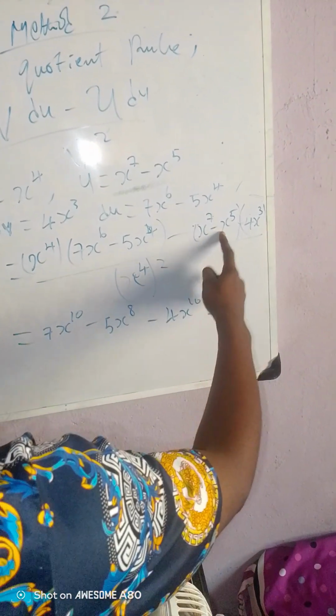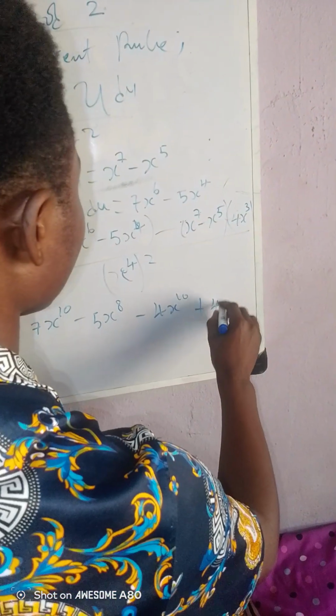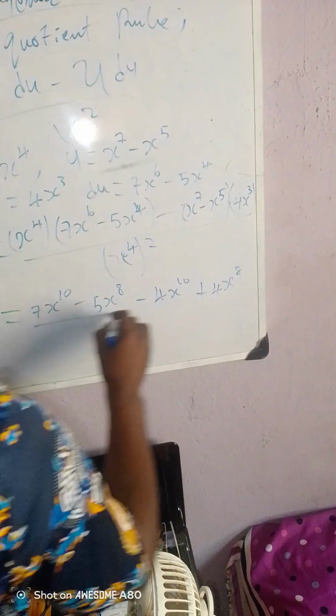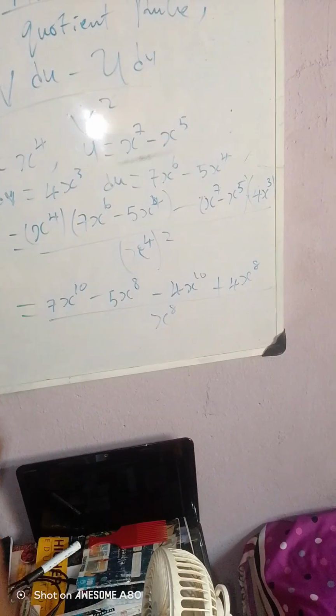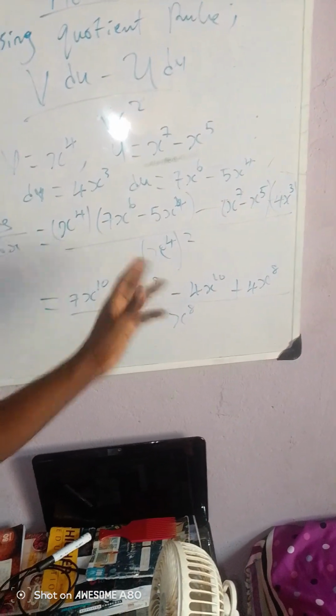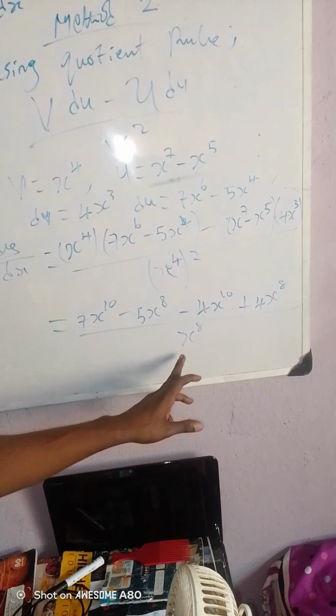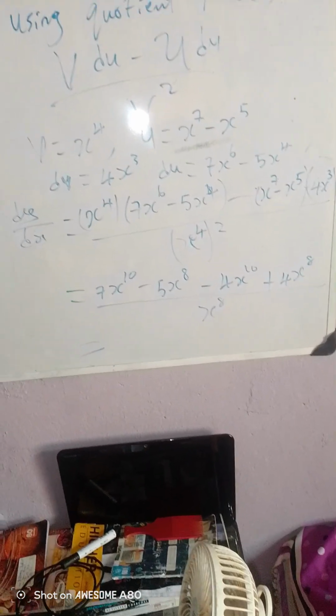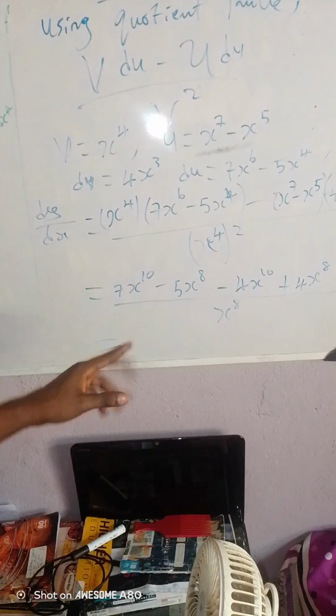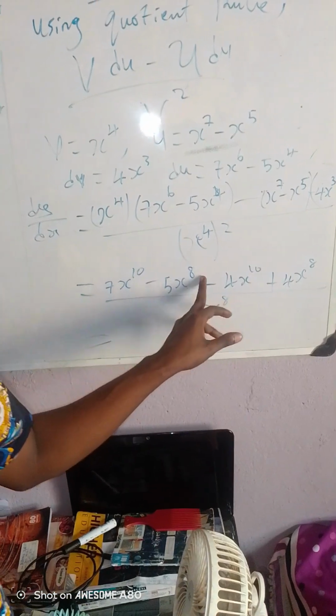So this x raised to power 5 times this one will give you 4x raised to power 8. Everything divided by x raised to power 8, because this thing means x raised to power 4 multiplied by itself, which gives you x raised to power 8. Now if you proceed further and collect like terms here, we'll get power of 10, power of 10, power of 8, power of 8.